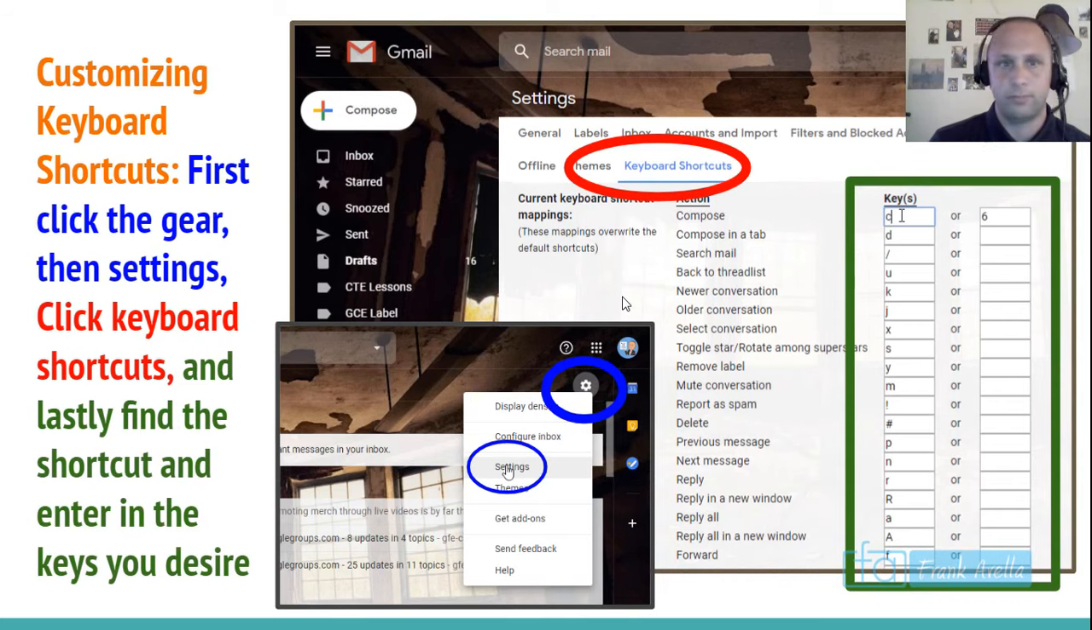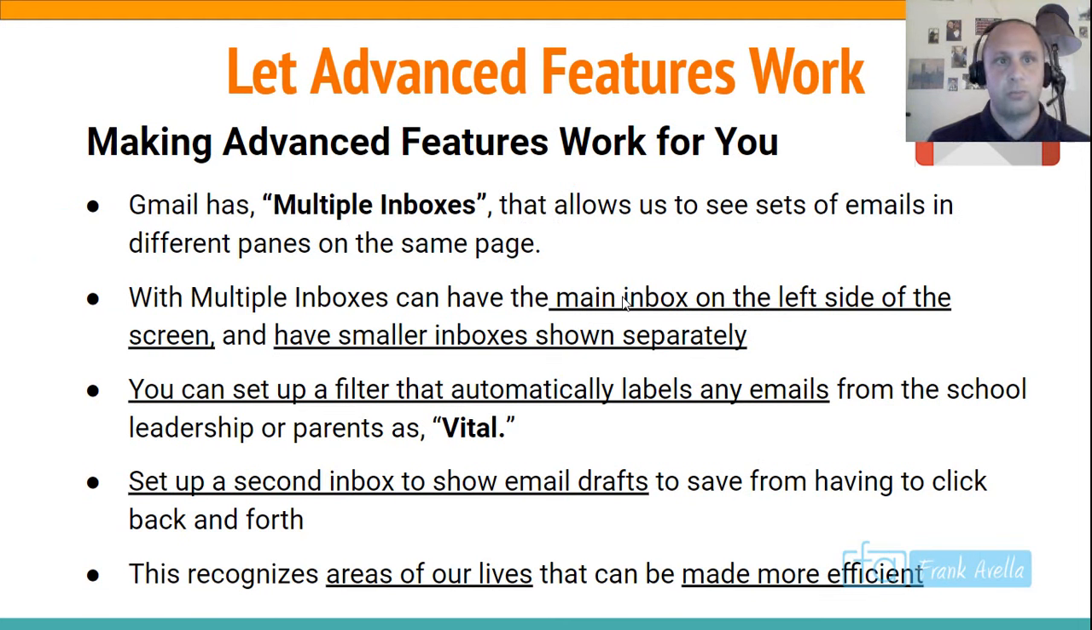All right, so making advanced features work for you. Gmail has this multiple inboxes feature that allows you to see sets of emails in different panes on the same page. With multiple inboxes, you can have the main inbox on the left side of the screen and have smaller inboxes shown separately. So that's one cool feature. You could set up a filter that automatically labels any emails from the school leadership or parents as vital.